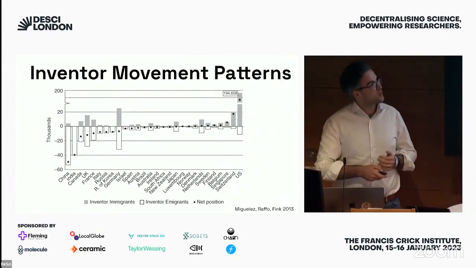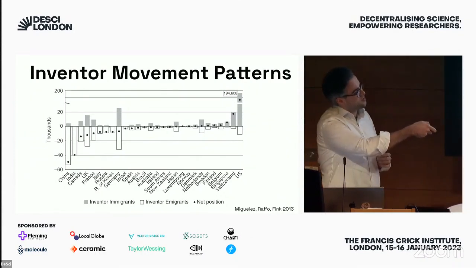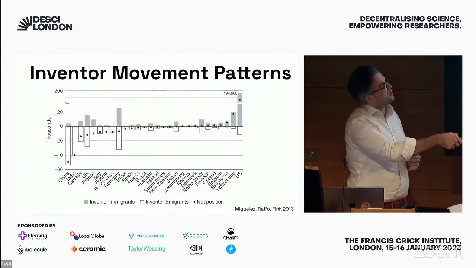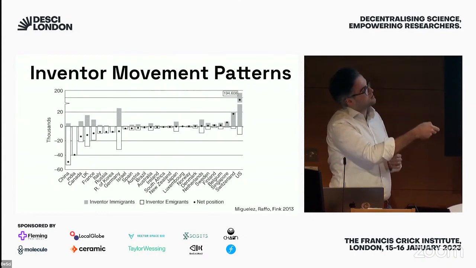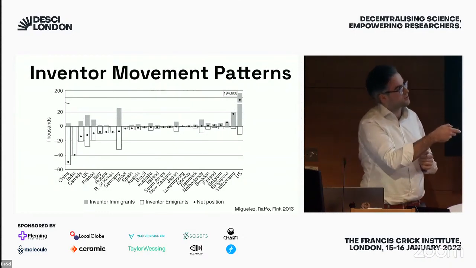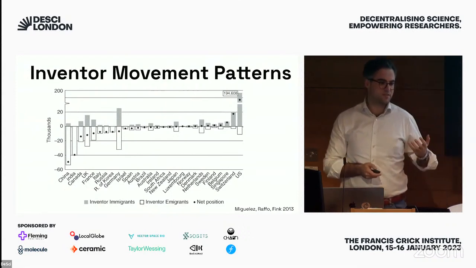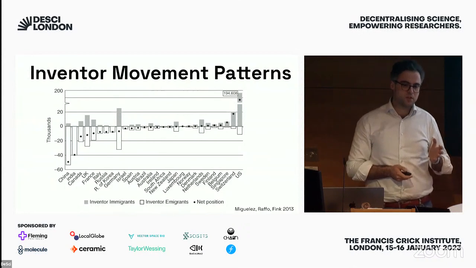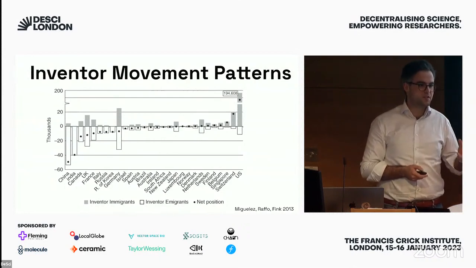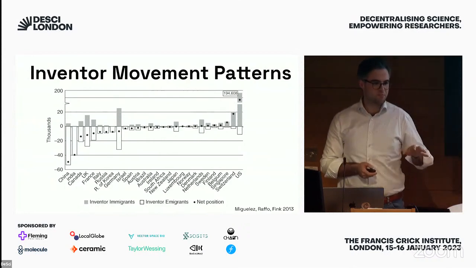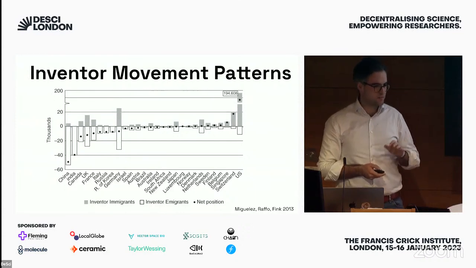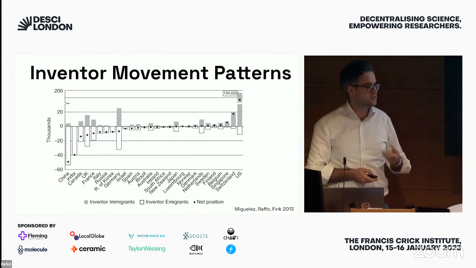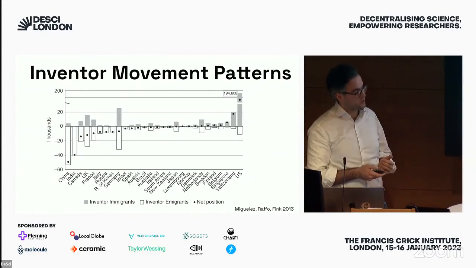And what you can see when you look at this is that the dots are the net position. So basically, are you a net exporter or a net importer? There are actually just a couple of countries, the United States and Switzerland really, that are net importers of inventors, and all of the other countries are overall net exporters. And that is because human capital, just like financial capital, goes where it gets treated best. Inventors want to be in an environment where they have access to tools, access to funding, access to great colleagues that stimulate them and make them do their best work.